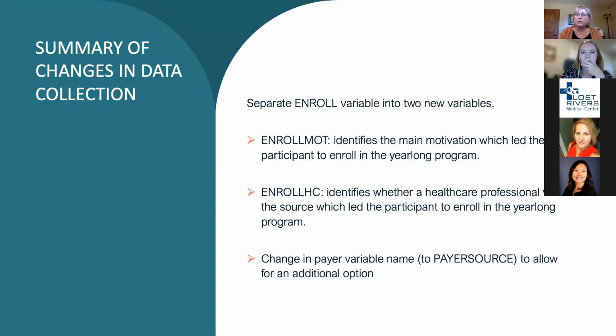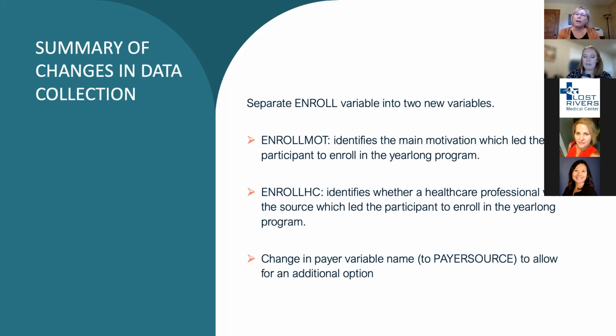So some additional changes include the separation of that enroll variable you previously reported, and it's now 2 new variables. It's enroll MOT, which identifies the main motivation for the participant enrolling in your program. Choices such as healthcare provider, blood test results, family, friends, media advertisement, those are now all options for enrollment motivation. You'll need to collect this information from your participants at enrollment and include it in your data.